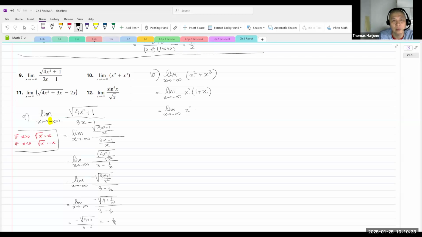The limit of x cubed times the limit as x goes to negative infinity of 1 plus x. Now, this will be positive infinity, right? Times this will be negative infinity. The product of positive times negative infinity is negative infinity.